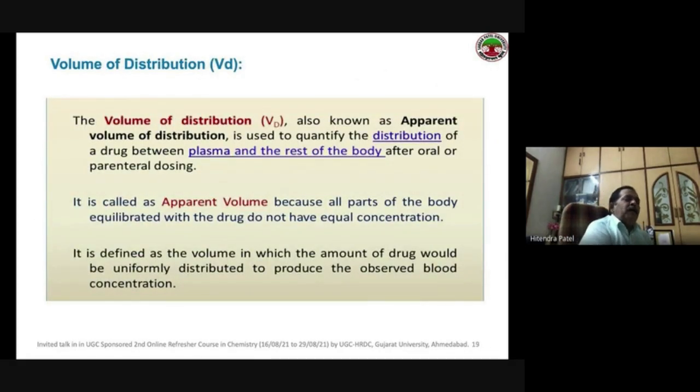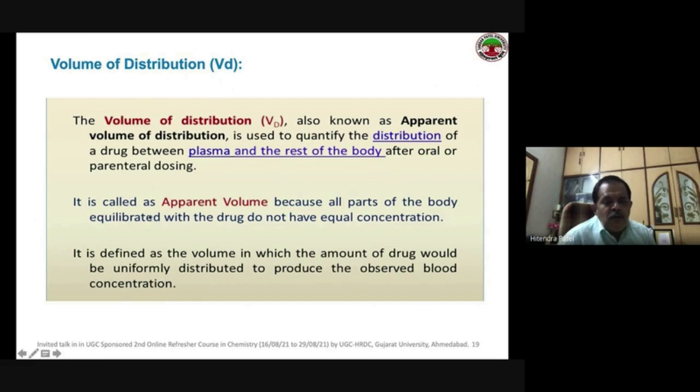Now, when I'm talking about drug distribution in the body at the tissue level or the organ level, in a general way, the volume of drug distribution is very important. And as I already explained, the VD, small VD, means the volume of distribution, which we may call the apparent volume of distribution, and it is used to quantify the distribution of a drug between the plasma and the rest of the body after taking an oral dose or maybe parenteral dosing, right? So that is based on the volume of distribution.